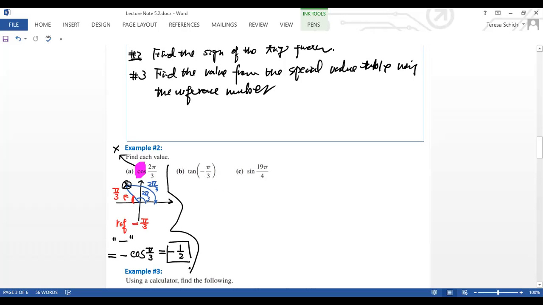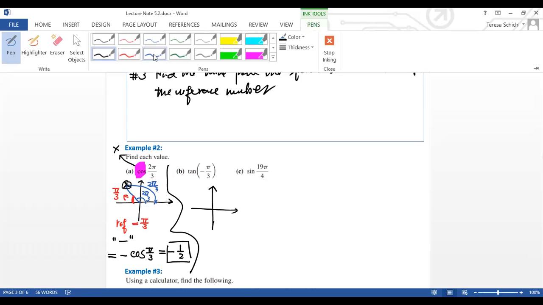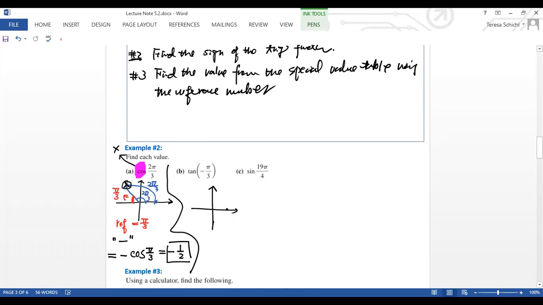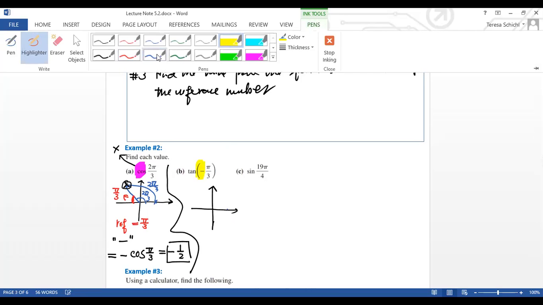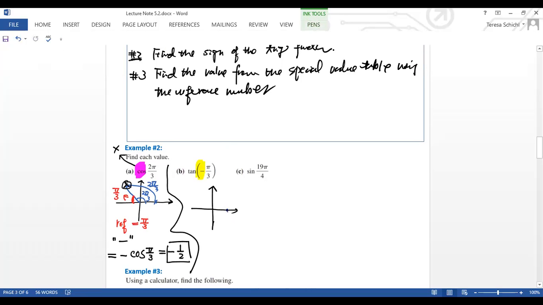So this is tangent of negative pi over 3. Let's try to do the unit circle. Be careful here. Did you see here? This is negative, right? So what you need to do is swing to which side? Swing to this side, right? Because it's negative, it will be clockwise. So here, this is your angle. This is negative pi over 3, correct?